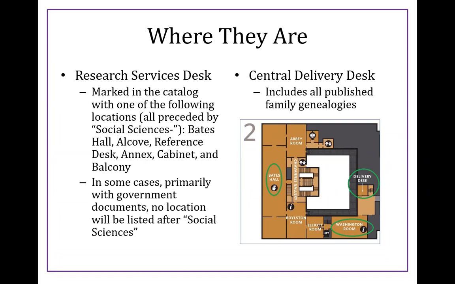Another place that you're going to want to look for these things is the central delivery desk. We're going to talk a little bit more about these, but that's going to be all of our published family genealogies. So you can see here, it's circled in green, this is Bates Hall, and this is the Washington room. So that's where we're going to be sitting, and this is where you're going to want to come. This is up on the second floor, and the delivery desk is right outside the Washington room.